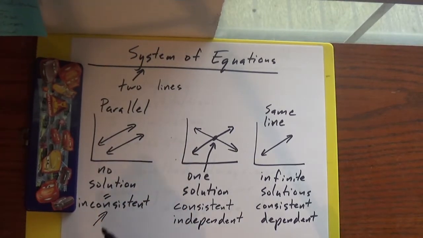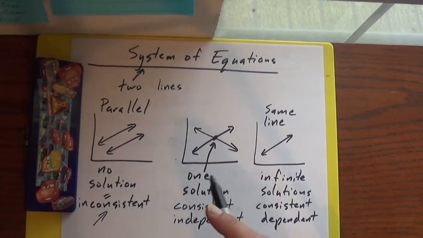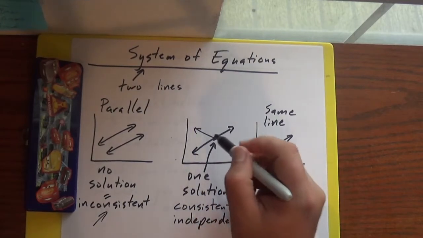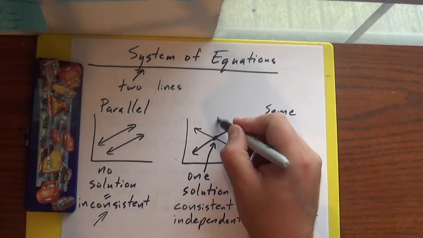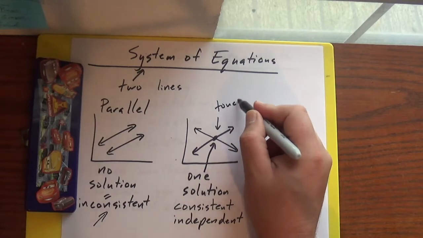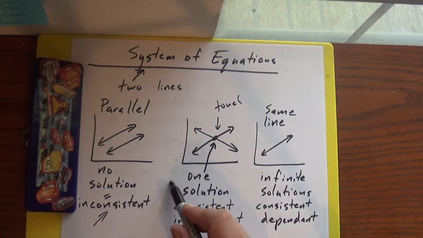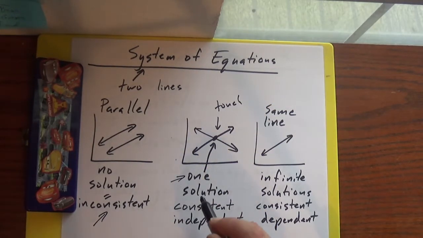This is just some fancy way that the math book people like. Why? I don't know. They like bigger words. Now, if your lines hit once, right where they touch, that is your solution. And they touch in one spot, so there's one solution. So this one's consistent. Consistent means there is a solution. And independent means that there's only one of them.